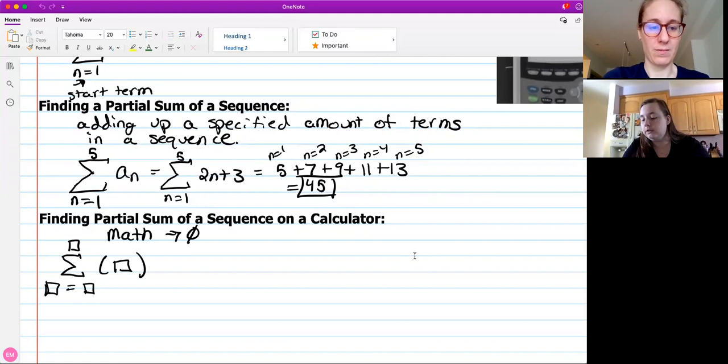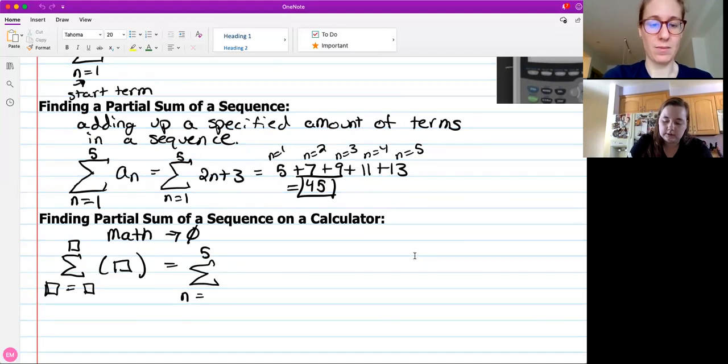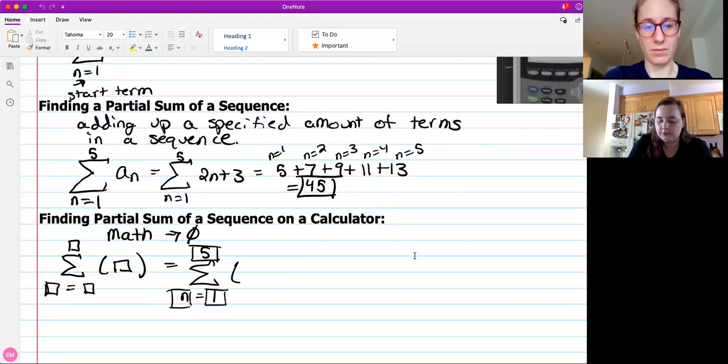So then essentially you just fill in the information here. You're going to put the term that you want at the top. So here we would put in 5. For the sequence above, you would put a 5 in for that box, you would put n in here, and then you would put a 1 into that box. And then in the parentheses, you're just going to put in your equation. So you would put in 2n plus 3 in that box, and then you would hit enter.